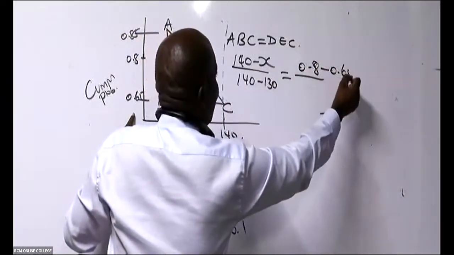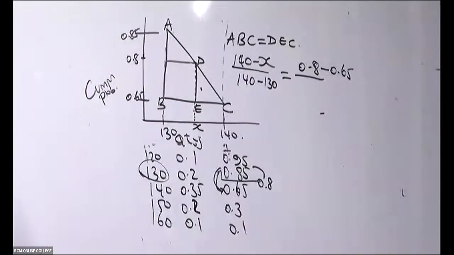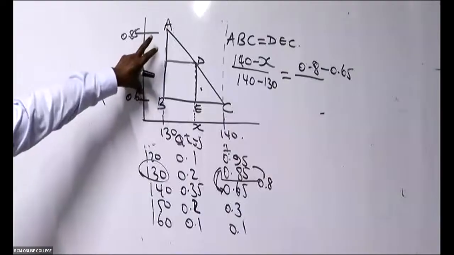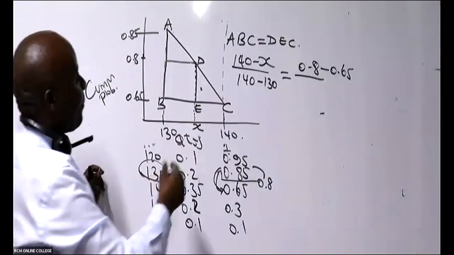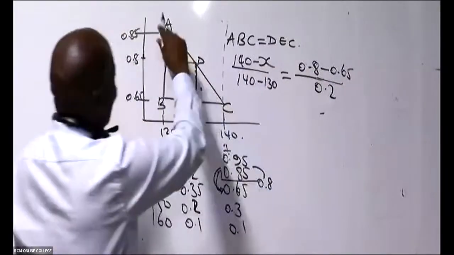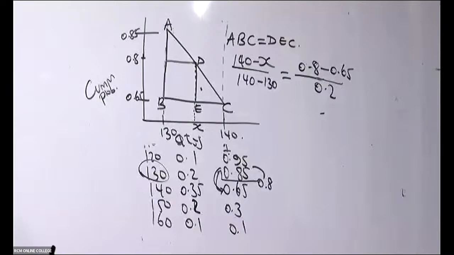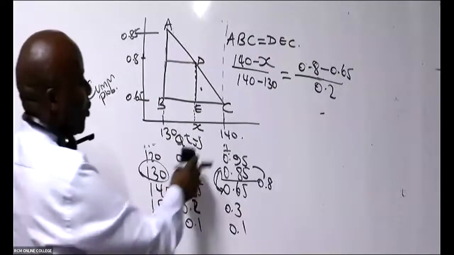0.8 minus what here, somebody? 0.65. 0.8 minus 0.65 all over the height of the bigger triangle. The height of the bigger triangle is what here, somebody? 0.2. So can we kindly go slowly and get these things very well? Let's try this.